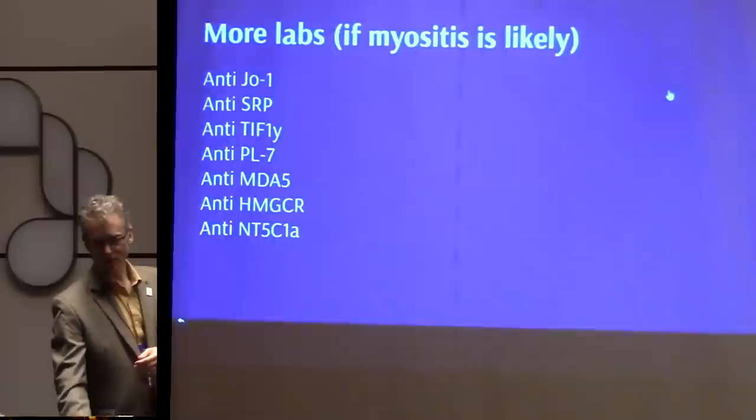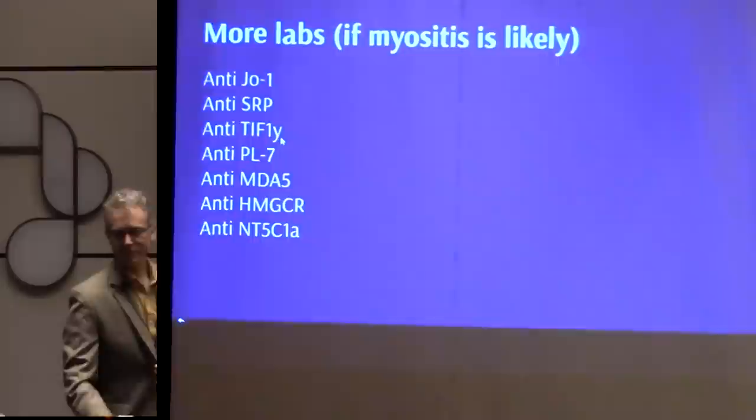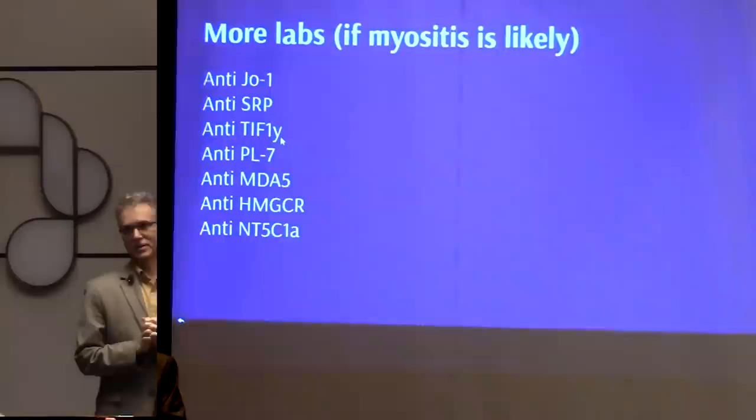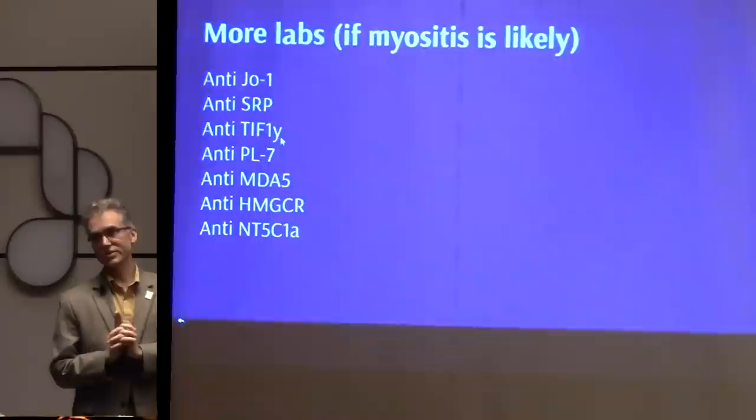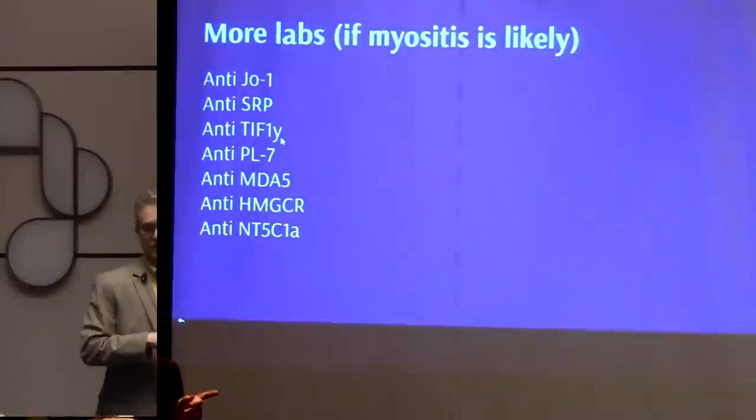If someone has myositis and they have this TIF1 gamma, it's not a Y, it's a gamma, but my computer didn't have a gamma. So anti-TIF1 gamma, if that's positive, it's something like a 75% chance of some kind of malignancy somewhere. So I'm going to be even more vigilant, do more testing for some kind of malignancy if you've got myositis with this antibody.